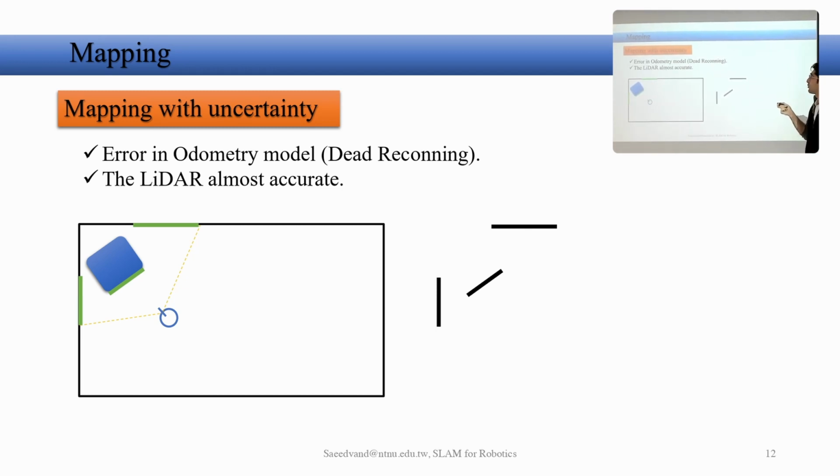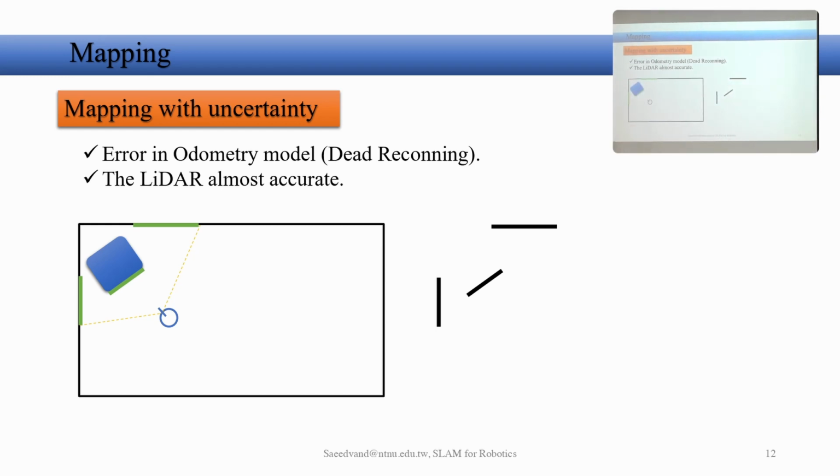First of all, we have error in the odometry model, and also we have error in different sensor models. We can say LiDAR almost is accurate, but still there is a lot of noise inside, and we need to do some filtering, and of course, it is not 100% accurate.